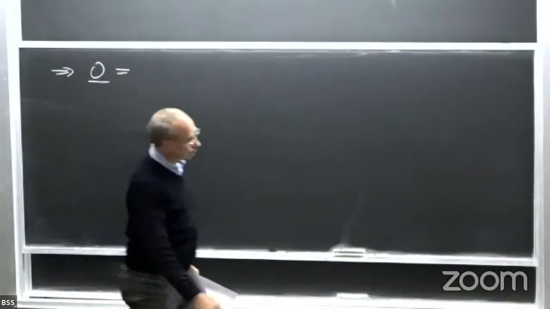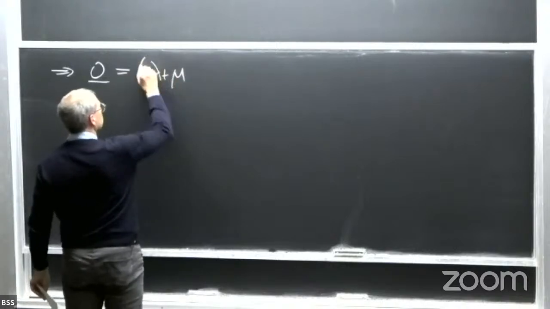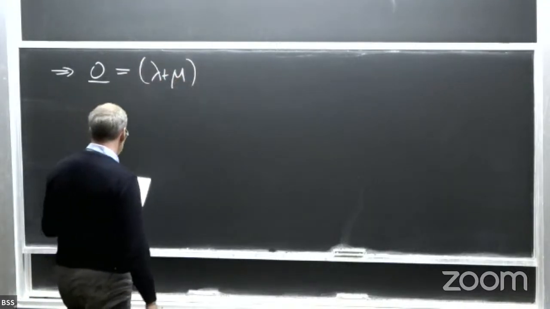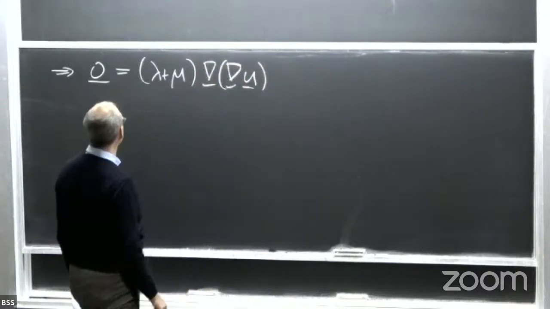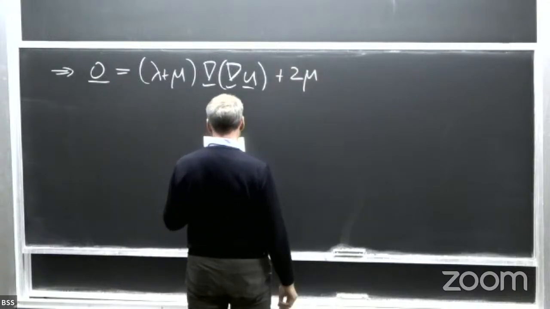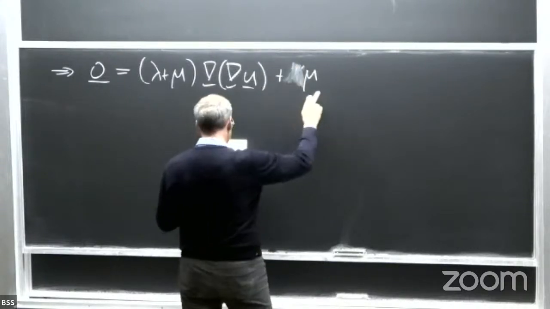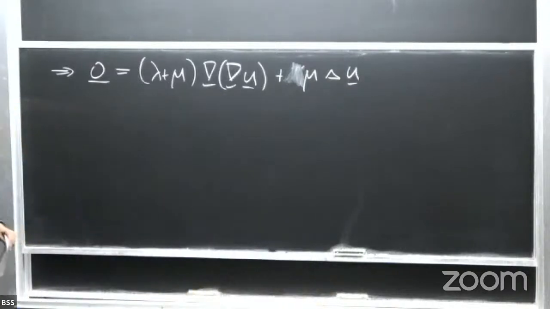Now go back to a vector notation. I see that basically the first term and one of these terms, like this one, are the same. So I get lambda plus mu. And this will be the gradient of the divergence. And the second term will be just mu, but with a 2. No, 1, the 2 is gone. This was the 1/2, okay. And this is the Laplace operator, okay?